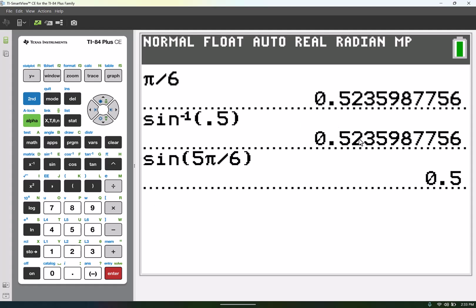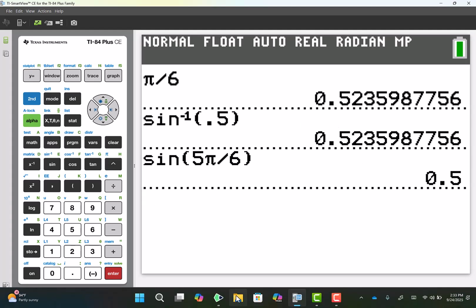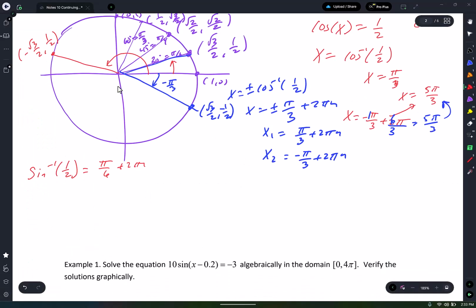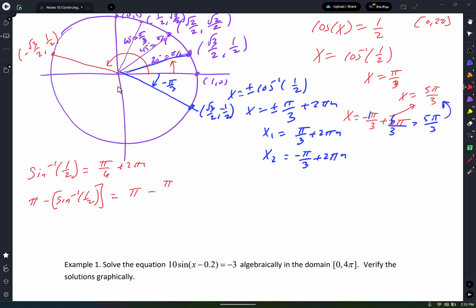So how do I get the second branch? How do I get this second angle? Well, you can get that second angle by doing pi minus arc sine of a half. See? Pi is pi. And then arc sine of a half, the calculator answer is always going to be pi over 6. See? And if I do that, look, put a 6 over 6 for that pi there. What's 6 minus 1?